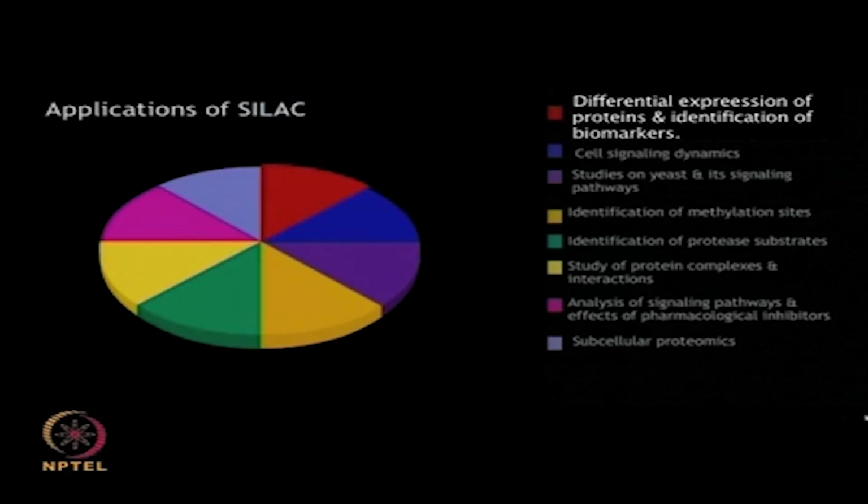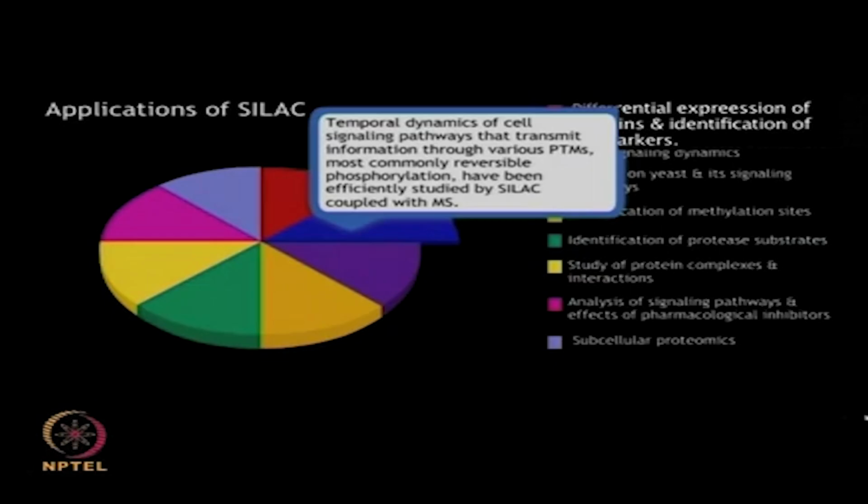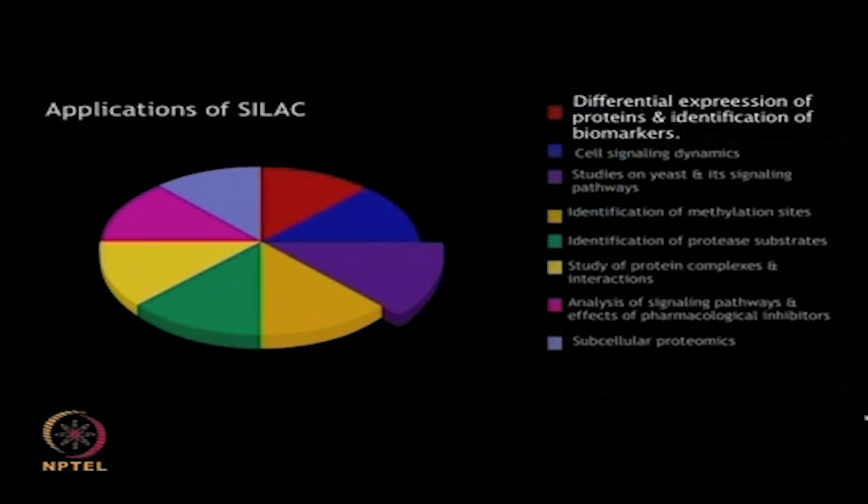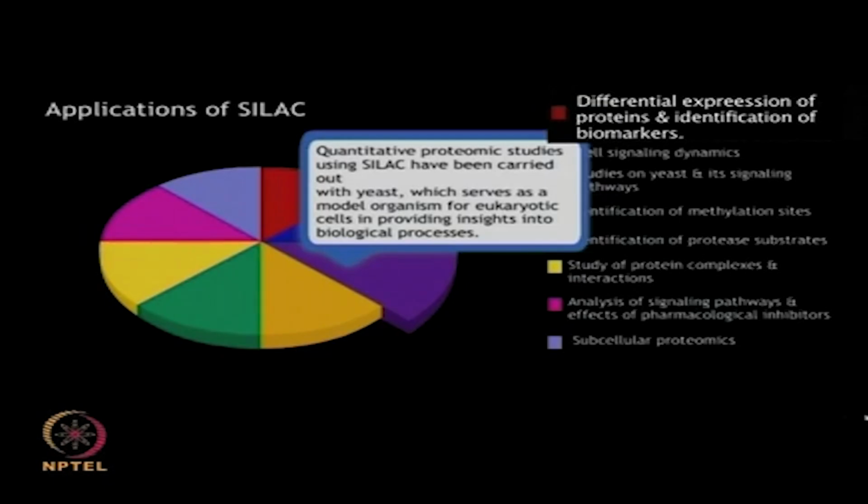The temporal dynamics of cell signaling pathways, which transmit information through various post-translational modifications, most commonly reversible phosphorylation, have been efficiently studied by using the SILAC method coupled with mass spectrometry. Quantitative proteomic studies using SILAC have been carried out with yeast, which is a model system for eukaryotic cells, to provide insight into various biological processes.